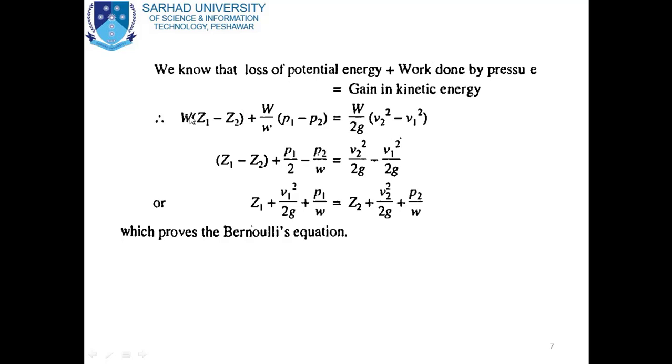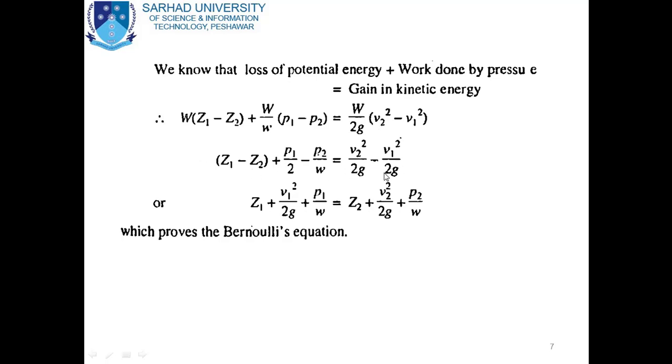Here weight is common on both sides, so weight will cancel out on both sides, and we get Z1 minus Z2 plus P1 divided by omega minus P2 divided by omega, that is equal to V2 square divided by 2G minus V1 square divided by 2G.